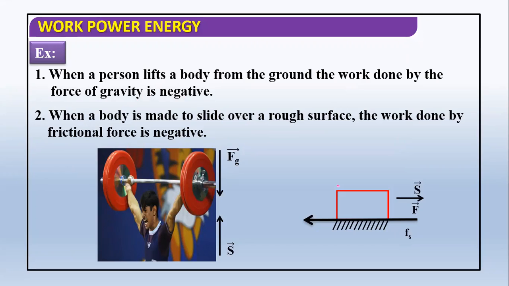Okay, now look at the second example. When a body is made to slide over a rough surface, the work done by friction is negative. Suppose this object is sliding forward, so displacement is forward and the friction is backward. They are in opposite directions, so work done is negative. Okay, so this is an example of negative work.